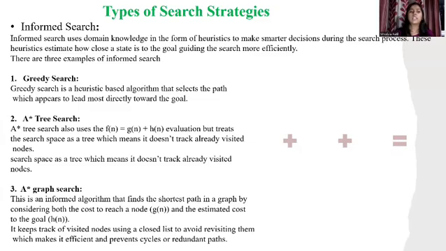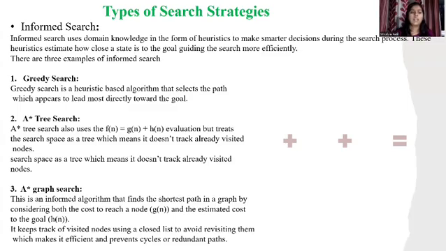First one is greedy search. Second one is A star search, and third one is A star graph search. First one is greedy search. Greedy search is a heuristic-based algorithm that selects the path which appears to lead most directly toward the goal.